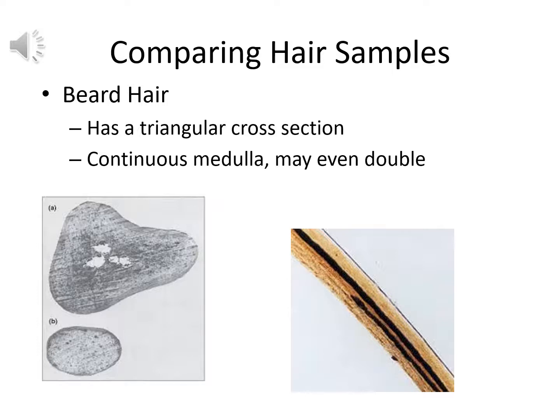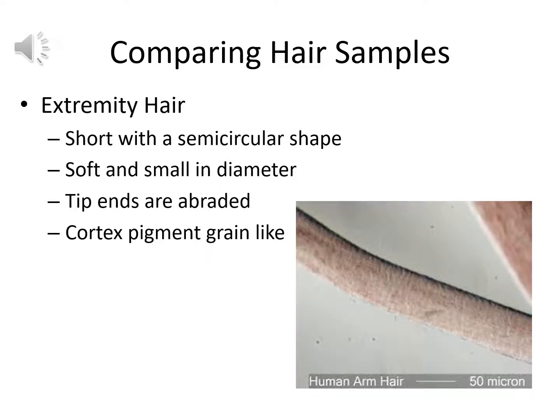So we see the top medulla is more continuous, and then the bottom medulla, at least here, is more fragmented or trace, depending on what the rest of the hair sample would look like. Now, if we consider hair from the extremities, so arm hair or leg hair, it is more likely to be short with a semicircular shape. It's going to be softer, generally speaking, and smaller in diameter. The tip ends are likely to be abraded, sort of worn away because of the friction and things that tend to happen on those extremities.